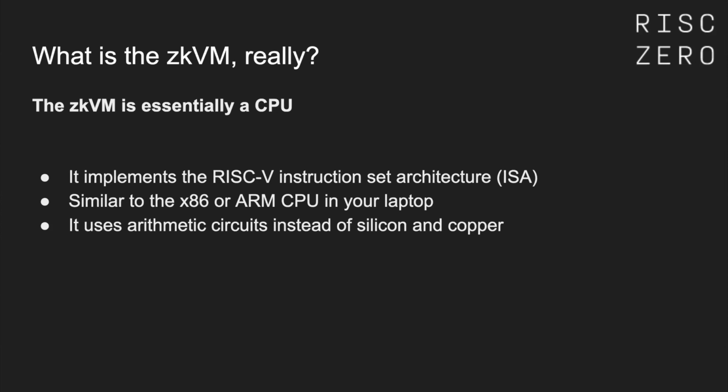The biggest difference between a physical CPU in your laptop or phone and the zkVM is that the zkVM uses arithmetic circuits in cryptography instead of silicon and copper. So it's a software and cryptography implementation of the RISC-V ISA, but it is still an implementation of the RISC-V ISA, just like any other CPU implementation of the architecture. So when you're thinking about optimization, the first thing to think about is that the zkVM is essentially a CPU. It is a computer.